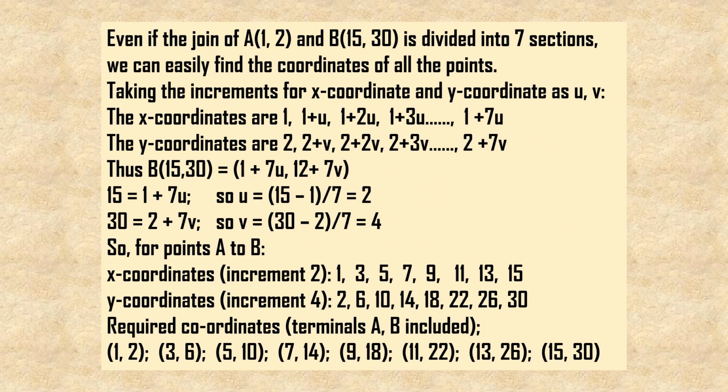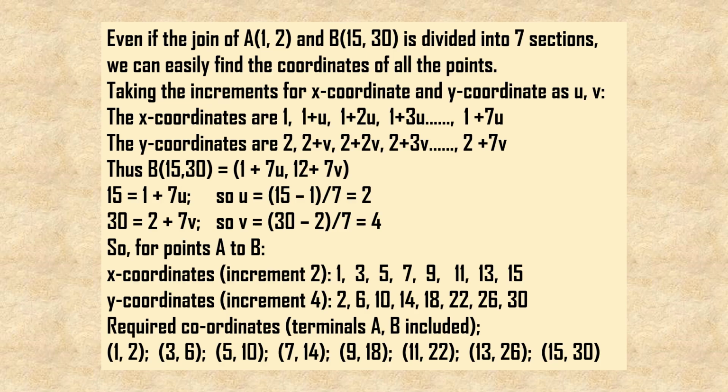Even if the join of A, 1, 2, and B, 15, 30, is divided into 7 sections, we can easily find the coordinates of all the points. Taking the increments for x-coordinate and y-coordinate as u and v. The x-coordinates are 1, 1 plus u, 1 plus 2u, 1 plus 3u till 1 plus 7u. The y-coordinates are 2, 2 plus v, 2 plus 2v, 2 plus 3v, till 2 plus 7v.